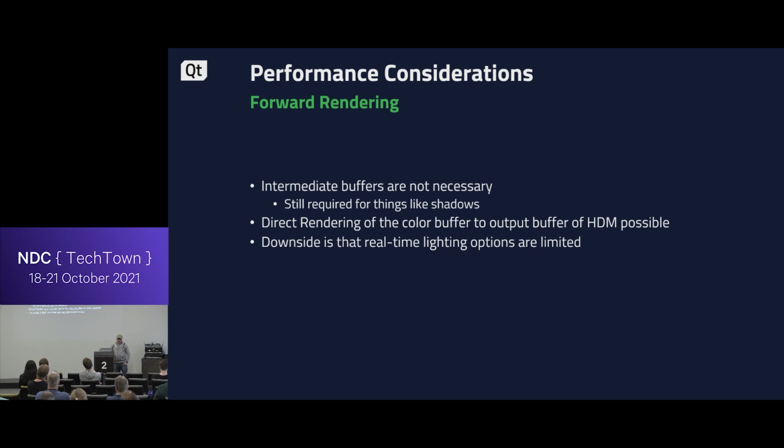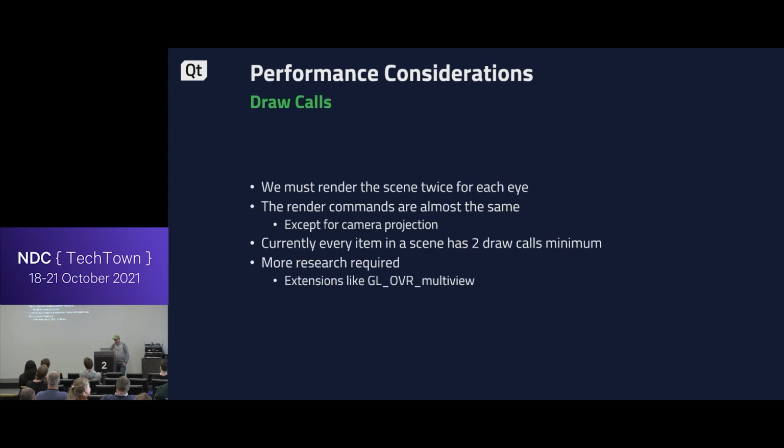The second thing, for the same reason, is that we're doing forward rendering, because deferred rendering requires lots of intermediate buffers, which use FBOs, which are really slow. The problem is that you can't do as cool lighting effects, but again, on mobile hardware, or even on the desktop, you really want to save performance. So it's best to keep forward rendering in mind, and QQuick 3D uses forward rendering by default.